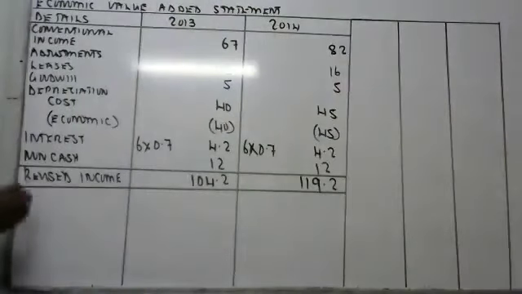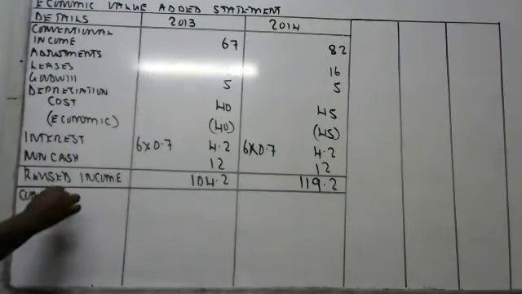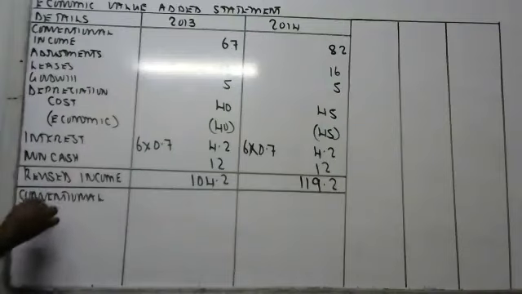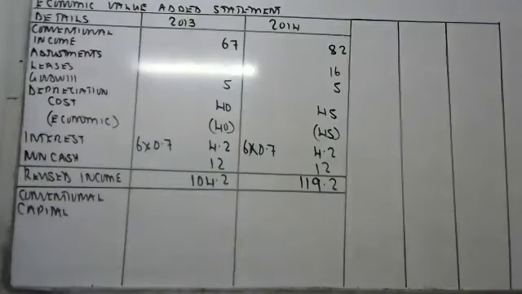So let's now come and have conventional capital. So conventional capital, we always use the opening. If you look at even that question we answered earlier, we use the opening values to get the return. So we always use the opening value.